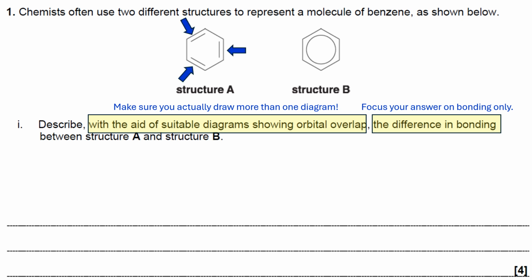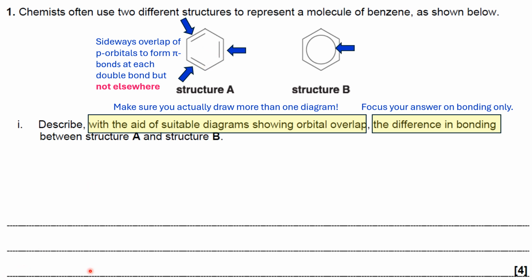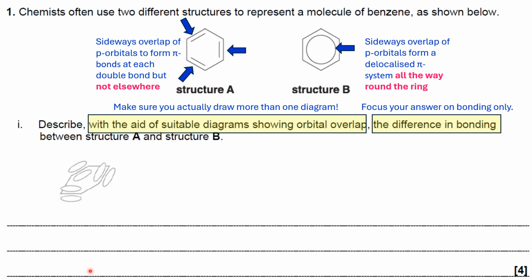So the double bonds actually represent the sideways overlap of p orbitals to form pi bonds at each position that's been labelled there, but not elsewhere. That means that they are here, here, and here, where you get the sideways overlap. But in structure B, that circle represents the idea of the sideways overlap of the p orbitals all the way around the ring, forming what we call a delocalized pi system.